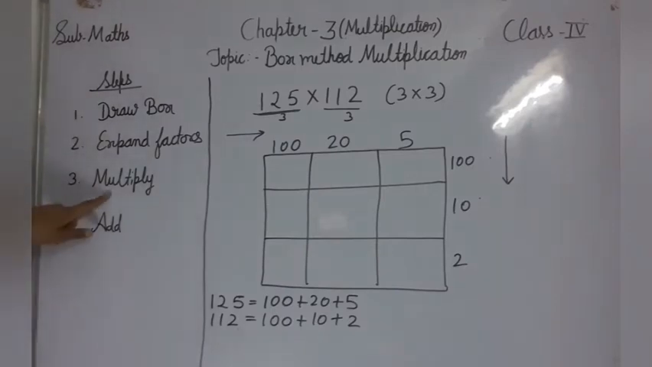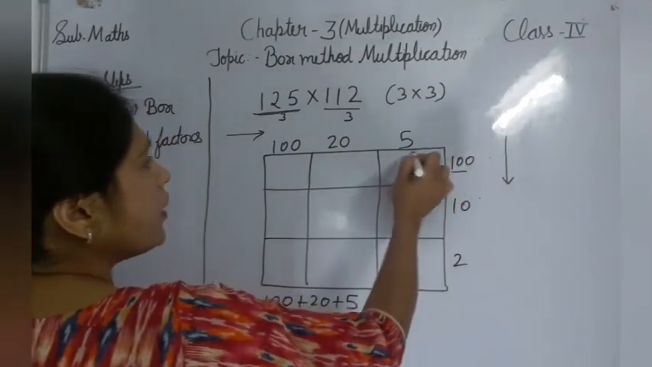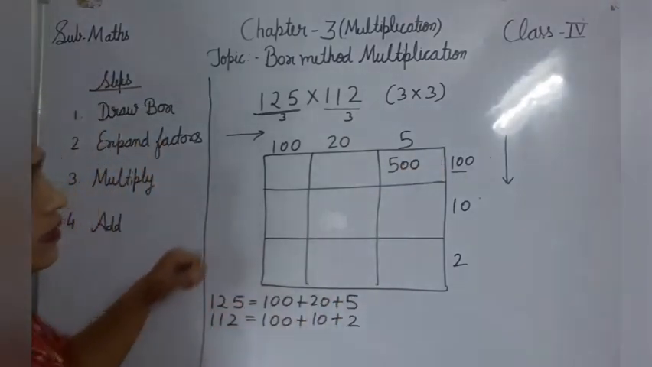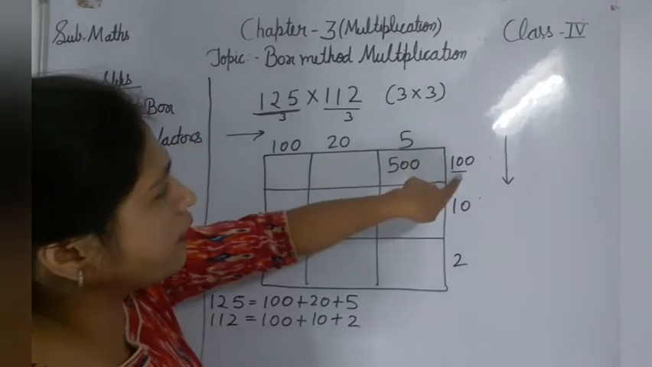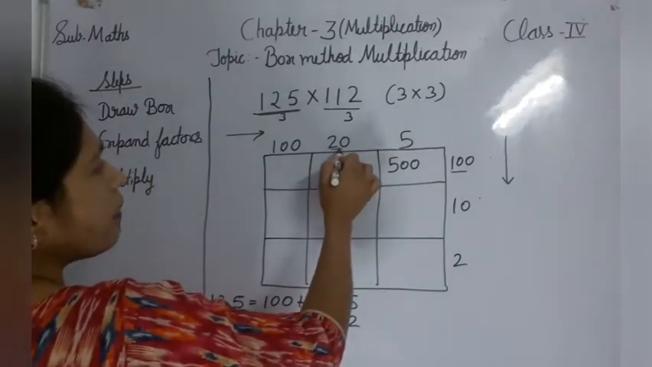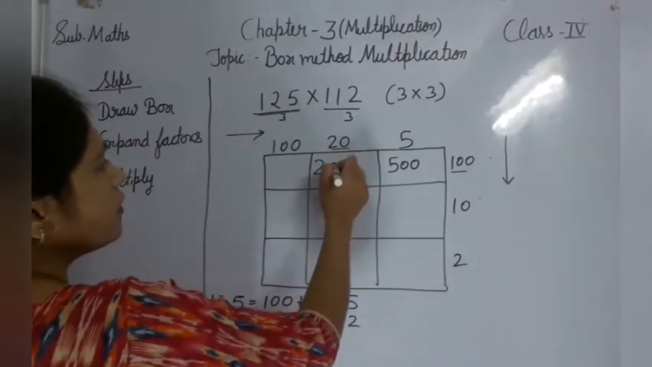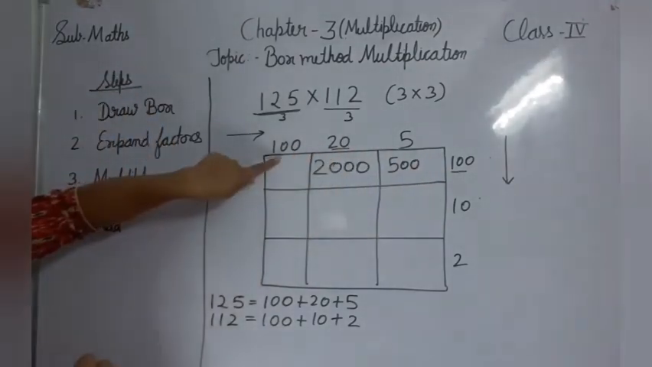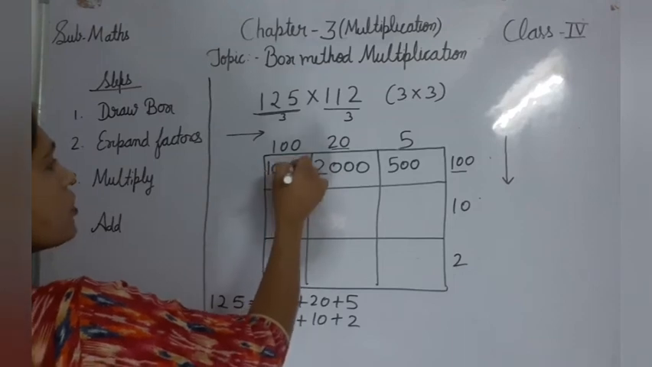Third step is multiplication. So we have to start multiplying. 100 multiplied by 5. You will get 500. Yes. 5 ones are 5 and 2 zeros. Now 100 multiplied by 20. So 2 ones are 2 and a total of 3 zeros will be put. Yes. Now 100 multiplied by 100. So total 1, and how many zeros do we need to put? 4 zeros.